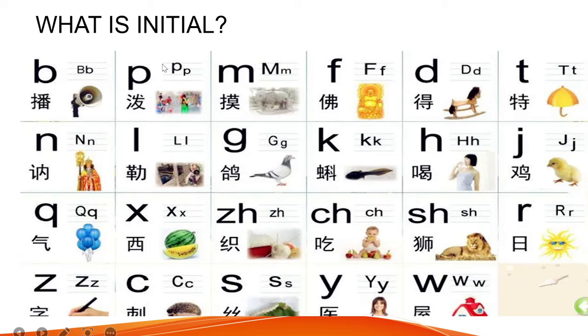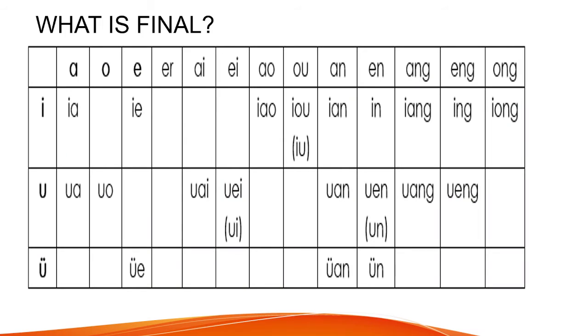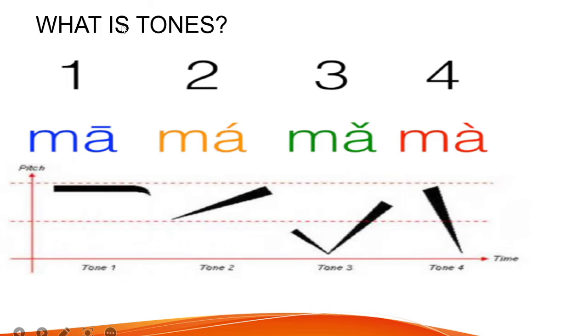Initial is the first letter to start a Chinese syllable or character. There are 23 initials. What is final? When you have initial and final, you know what the Chinese character is. Don't worry about how to pronounce it; I'm going to teach you later. So what are tones? Tone is the pronunciation.